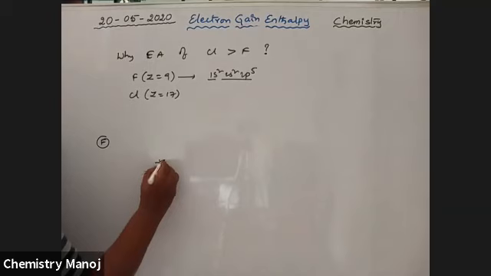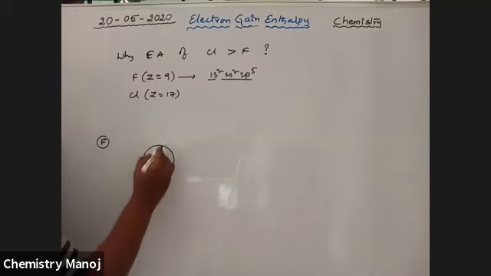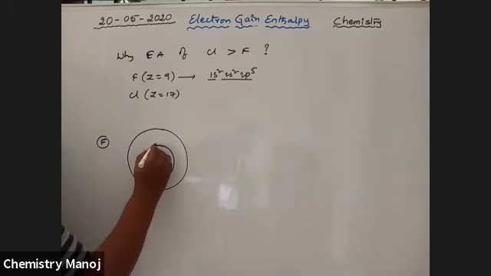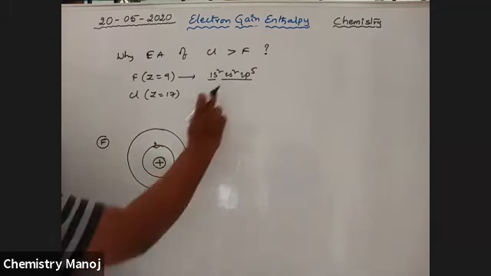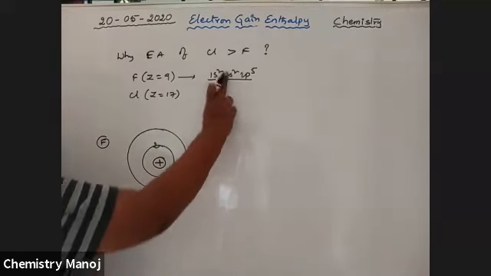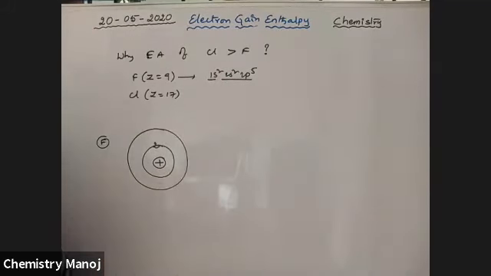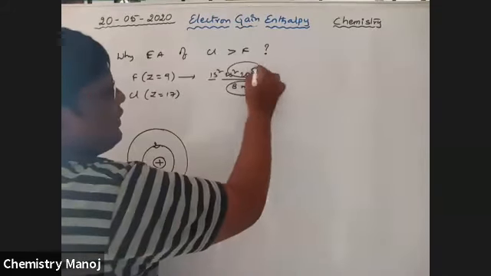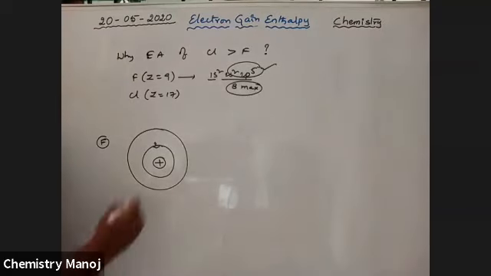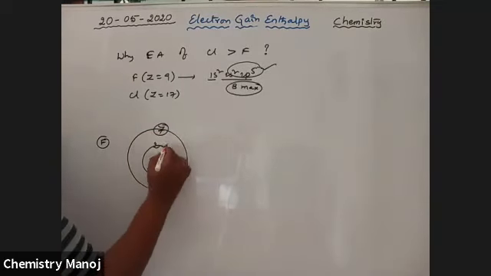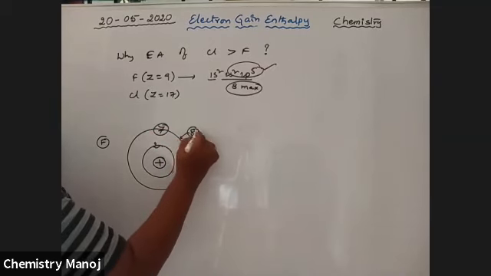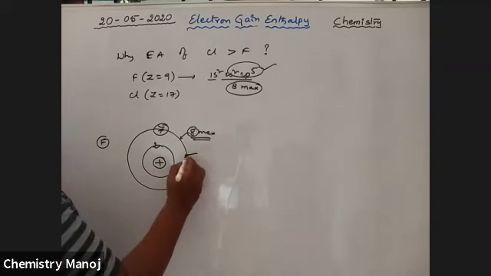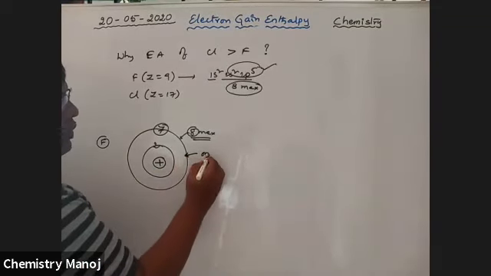This is the nucleus of fluorine. This is the first orbit of fluorine. It is the second orbit of fluorine. The first orbit contains a maximum of 2 electrons. The second orbit contains s and p subshells. s contains a maximum of 2, p contains a maximum of 6. So 8 is the maximum, but already 7 electrons are there in the second orbit.